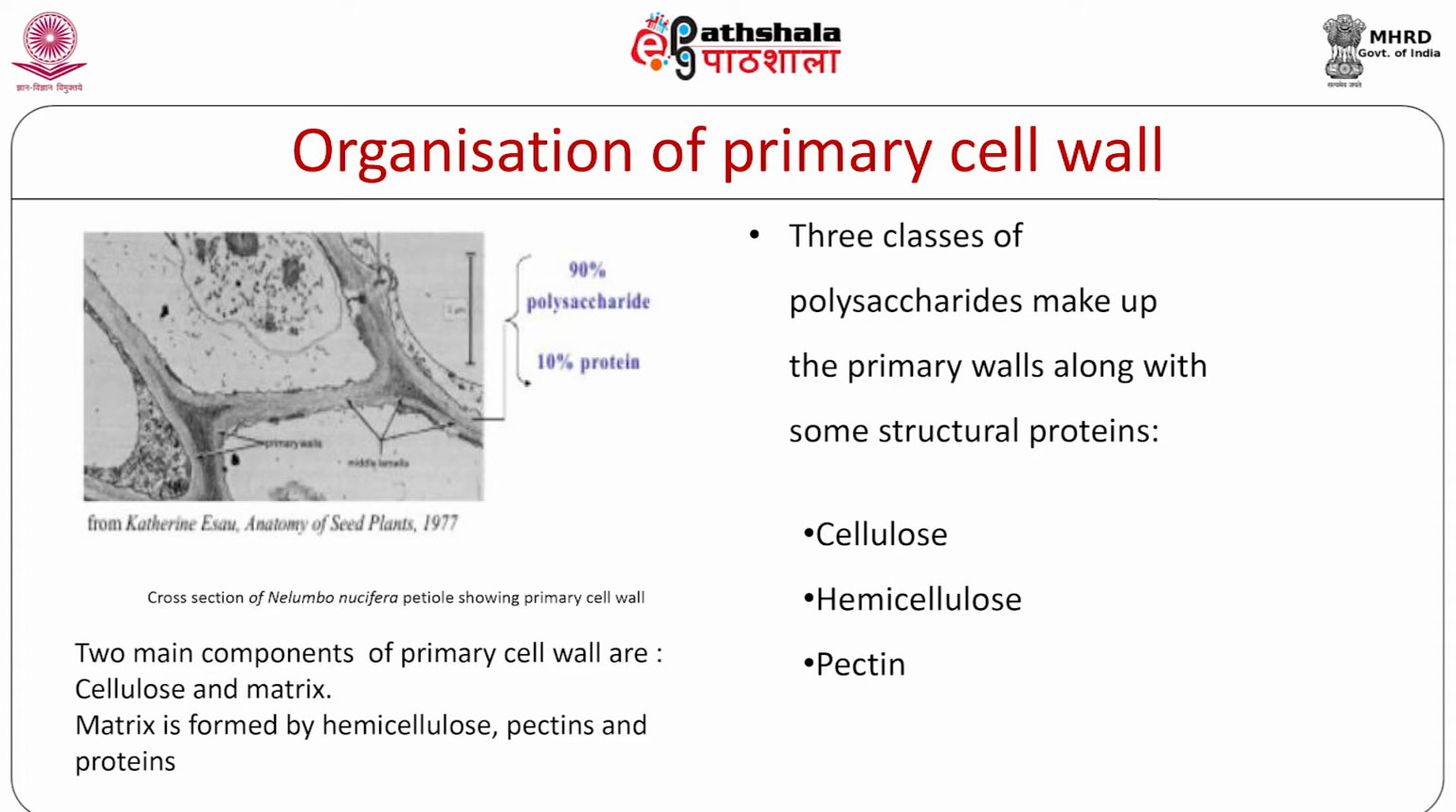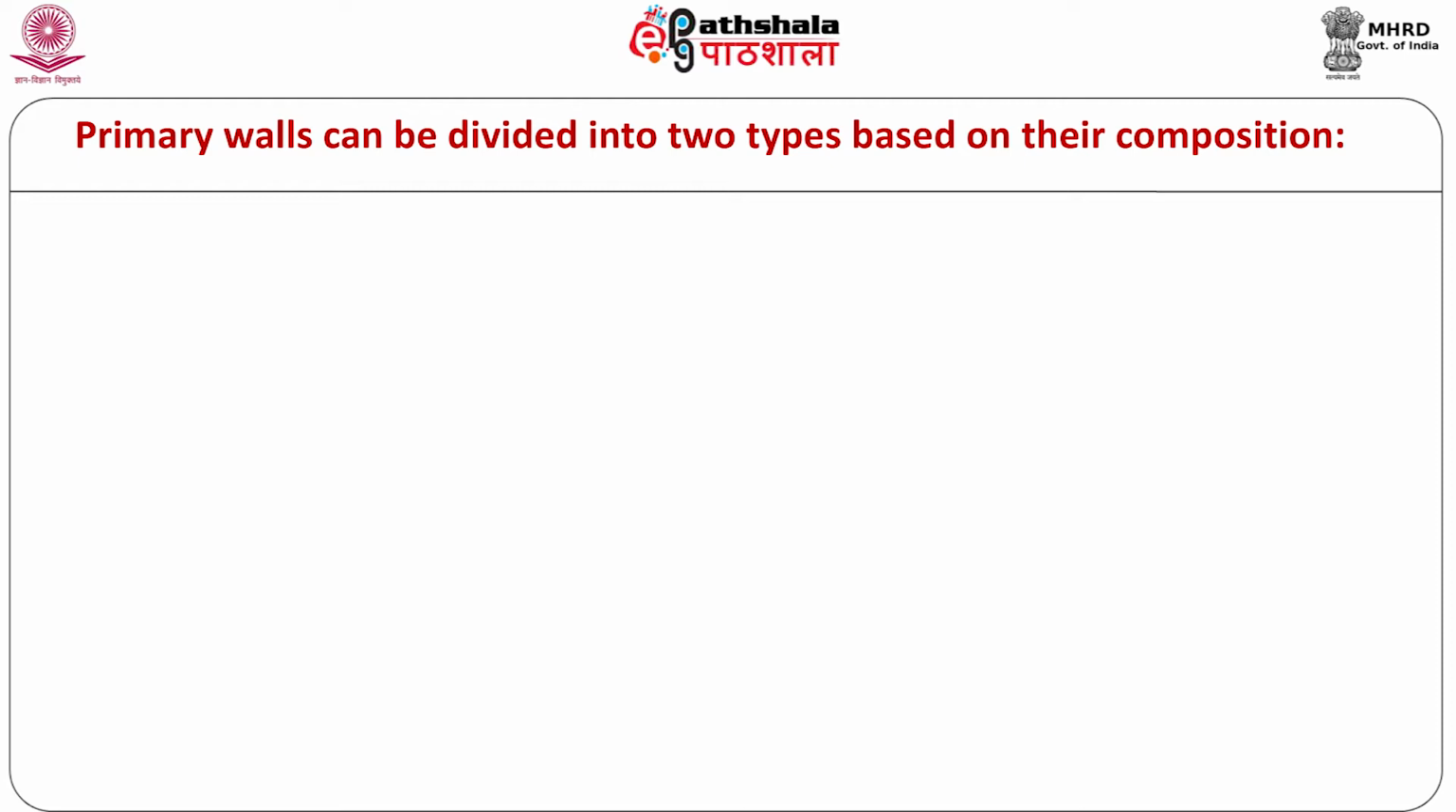Basic structure of primary cell wall shows presence of cellulose microfibrils embedded in highly hydrated matrix. Matrix consists of hemicellulose, pectins and small amount of structural proteins. Matrix is highly hydrated gel phase in which cellulose microfibrils are embedded. Primary cell wall can be divided into types based on their composition.